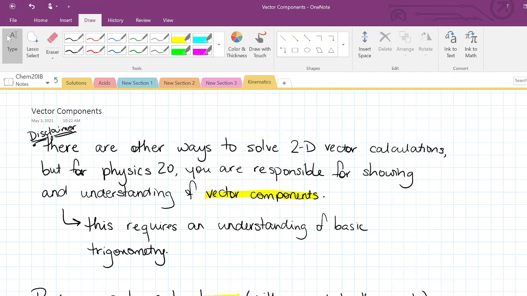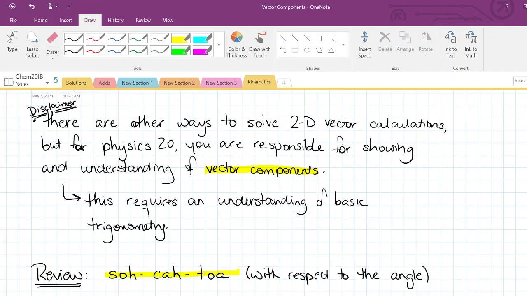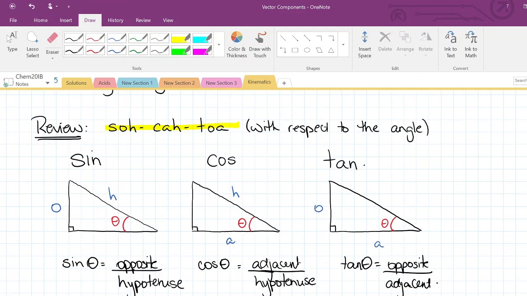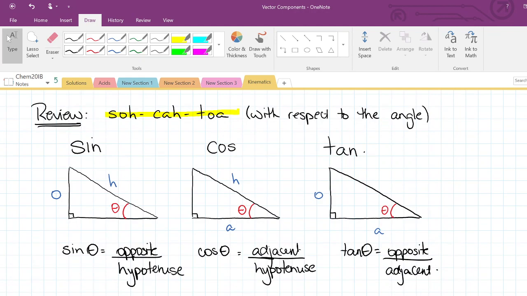So in order to use vector components, the first thing that you need to be comfortable with is basic trigonometry. The basic trig that we're going to use is we're going to need to be able to calculate angles of a triangle. So you have to remember your SOHCAHTOA. And remember that SOHCAHTOA is always with respect to the angle that is being measured. And so I've got my sine here, which is opposite over hypotenuse.